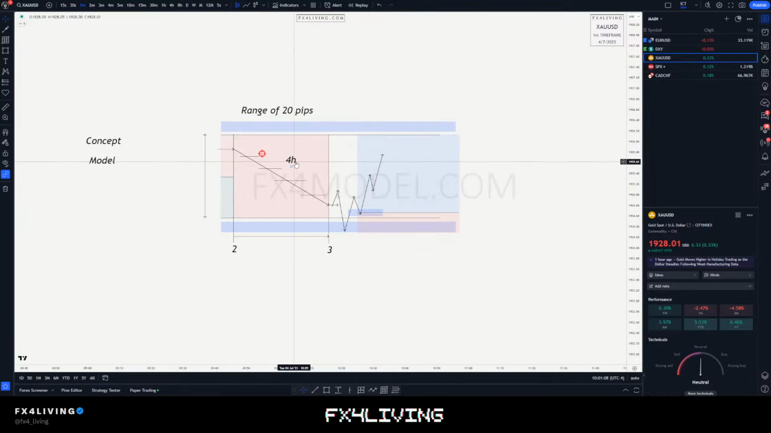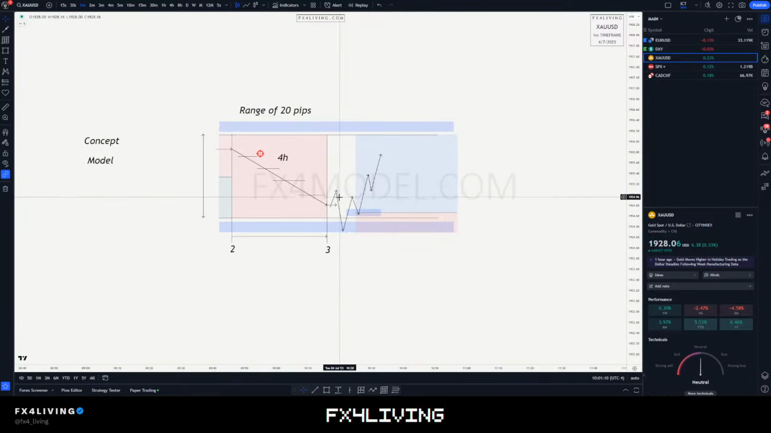This is your 4-hour range. Perfect. If liquidity is taken out under the previous 4-hour range on the new candle open, you can already target all those highs, but you need to be conservative, right? You need to take some partial because it's a longer range.